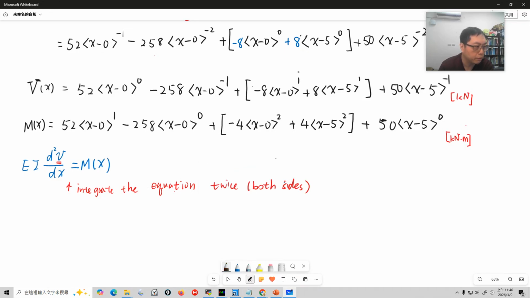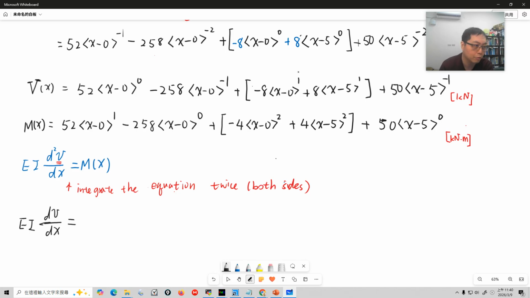The EI is a constant, so let's keep it. When you integrate the second derivative of nu, it becomes the first derivative of nu. And then we have to integrate the moment function one more time. So how to do that?